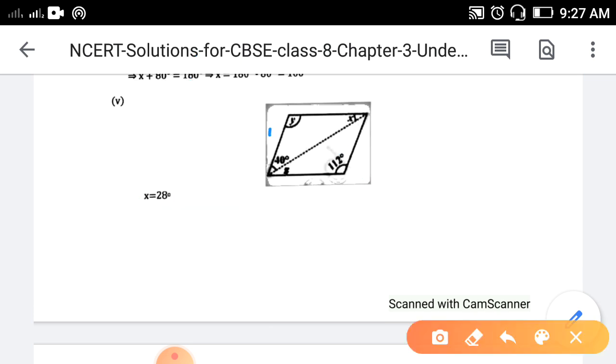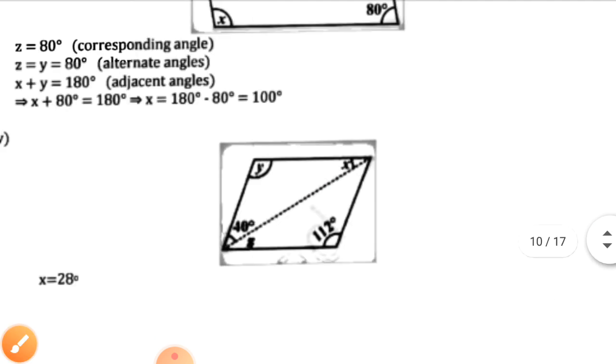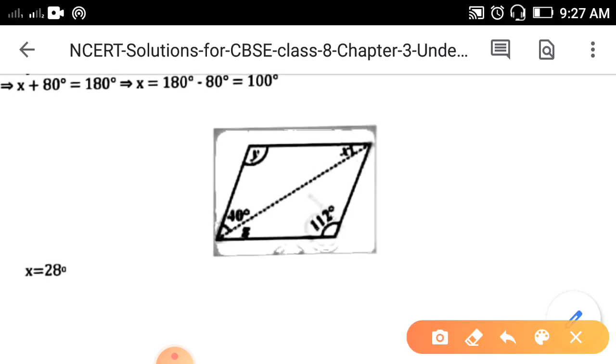Understood? You have to use the angle sum property here. Y is equal to 112. Here it is 40. So x is equal to 28. Now you can see alternate angles. Again these two angles are equal to each other. So if x is equal to 28, then z is also 28 degrees.